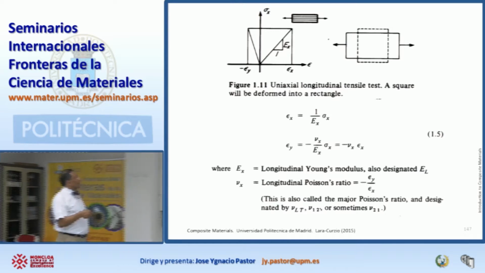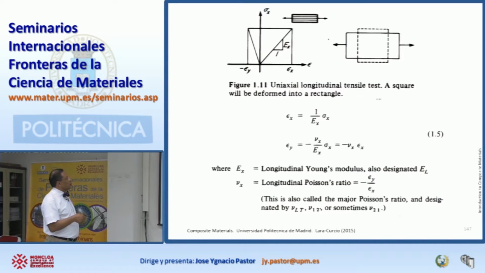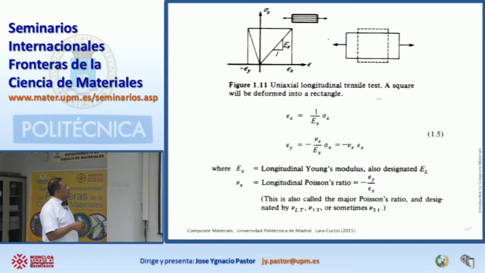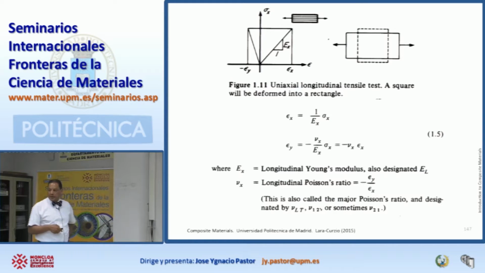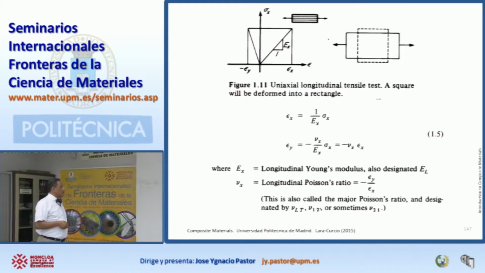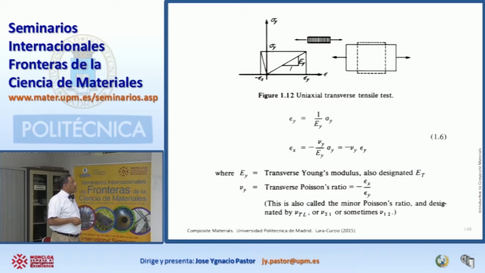So if we start with a material that has a square cross-section, once we pull it, it's going to elongate in this direction, okay? And this is going to contract in the transverse direction. So that's the Poisson's effect in these materials.